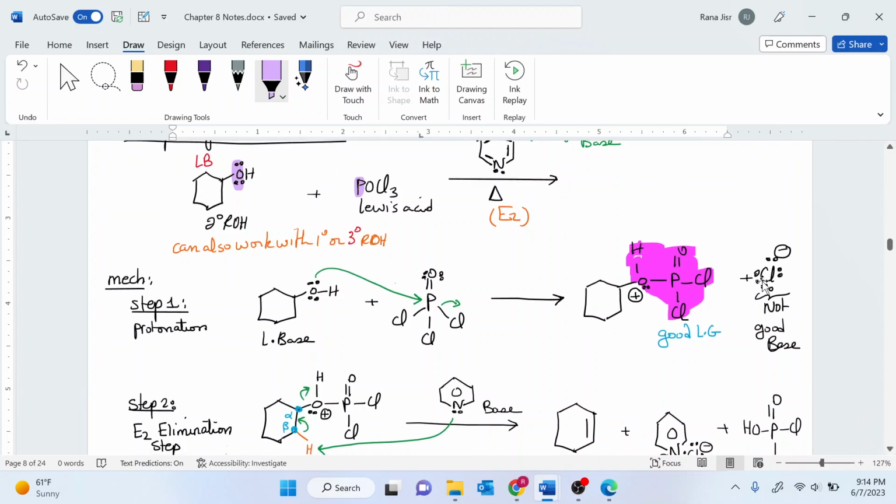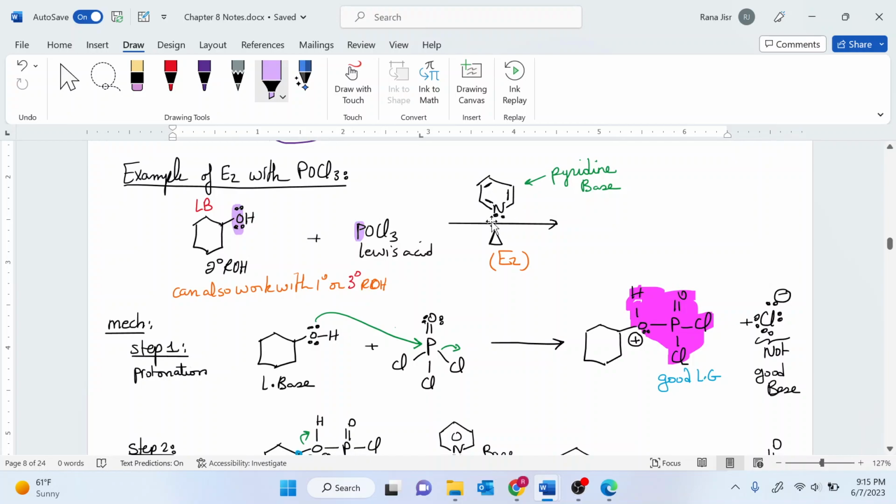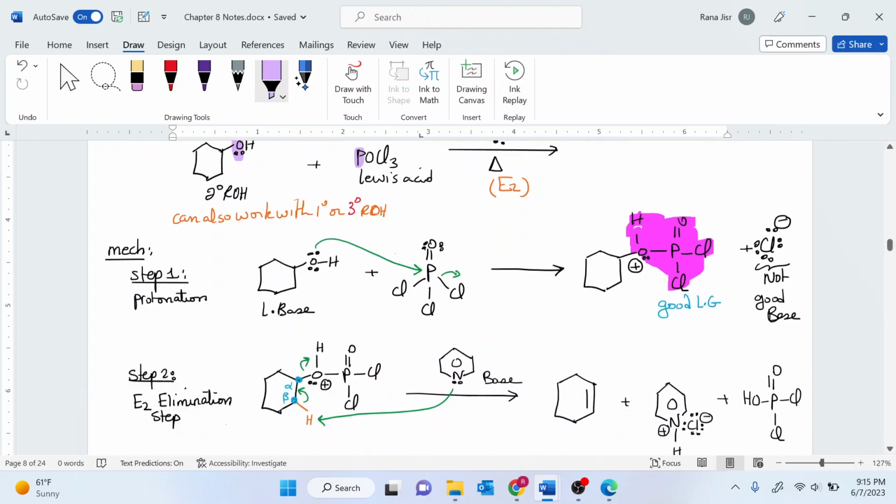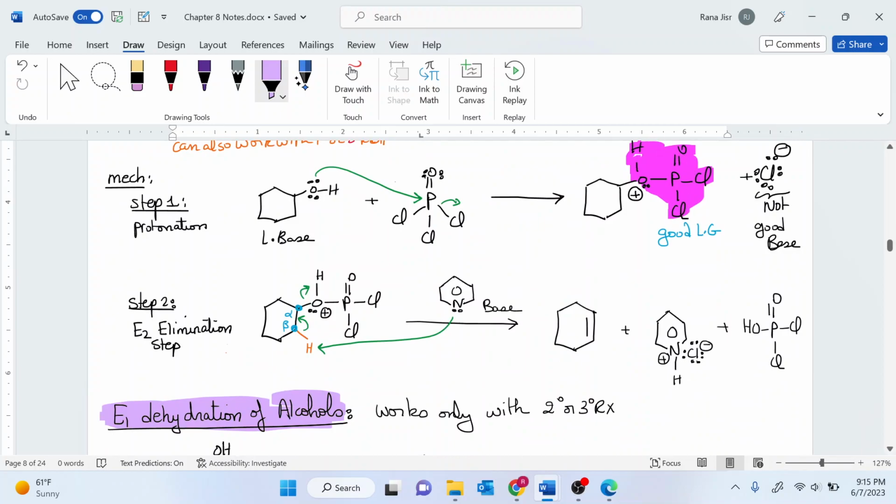This one here is not going to be a good base. So we know that Cl minus is not a good base because Cl minus is the conjugate base of a very strong acid. So this is going to be a weak base. So we cannot use this for elimination. Pay attention. This is why pyridine is a must in the reaction, and its role is to continue the E2 elimination. So you're going to take your complex in there, and now we're going to use the pyridine base to come and attack the beta hydrogen.